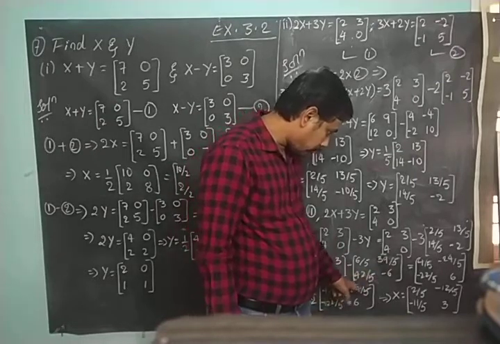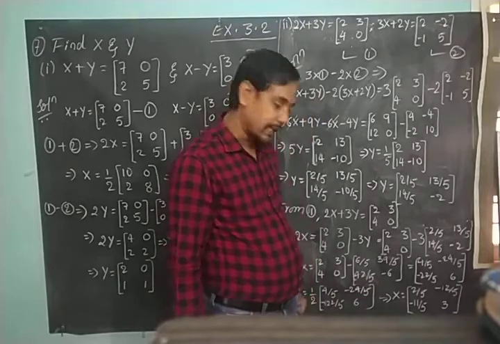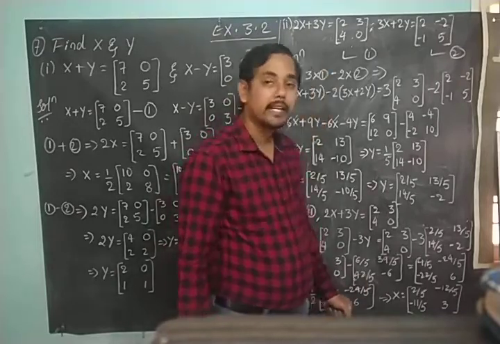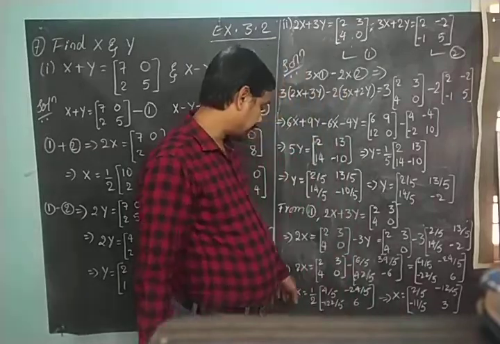What happens to 24 by 5? It becomes 12 by 5. What happens to 22 by 5? It becomes 11 by 5. What happens to 6? It becomes 3. Right? So this is how we will get the value of x.